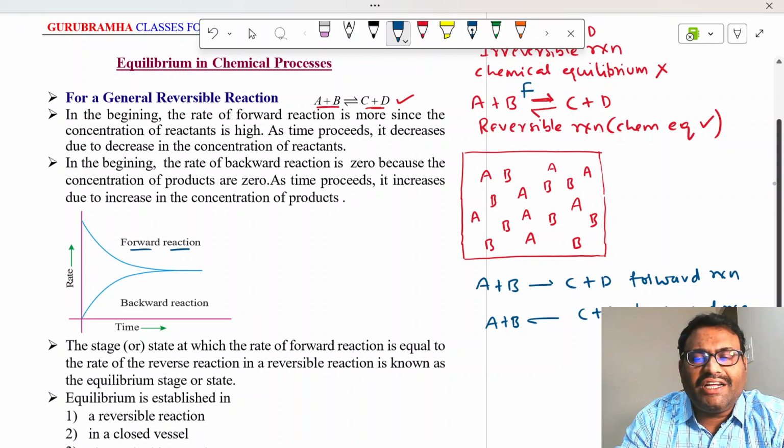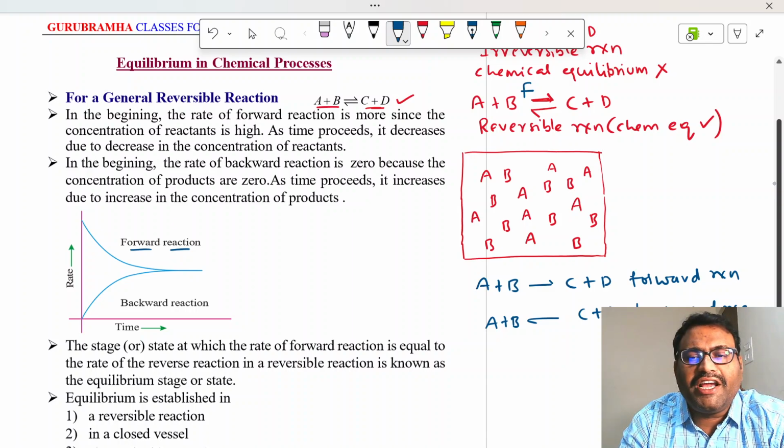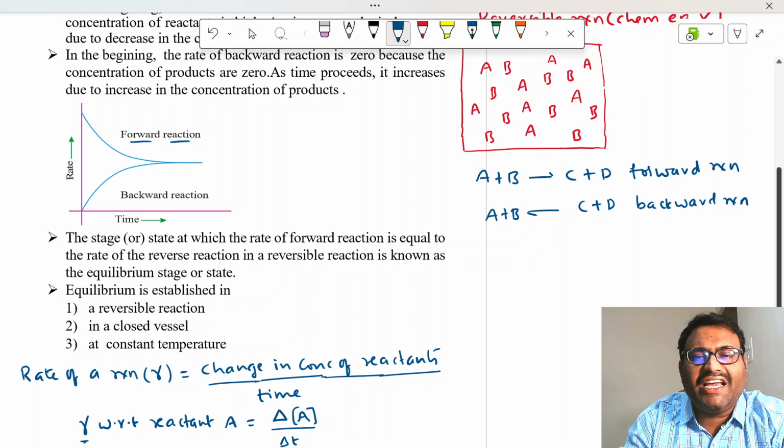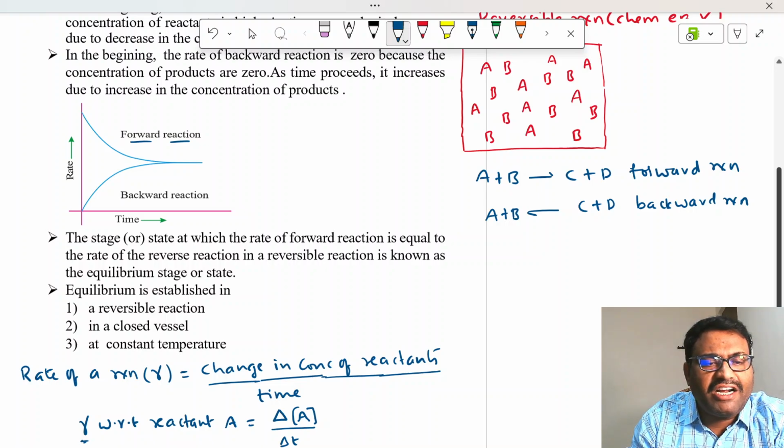So first, in the reacting vessel, what are present? Only A and B are present, and more number of A and B are there. When more number of A and B are there, more A and B react. When more A and B react, there will be more change in their concentration. If there is more change in their concentration, then the rate will be more.